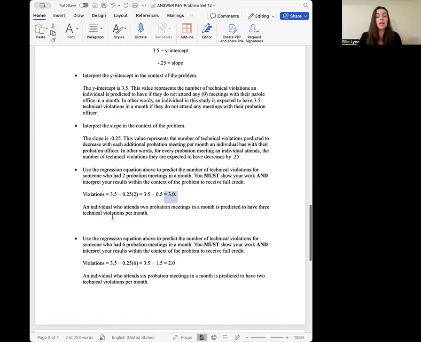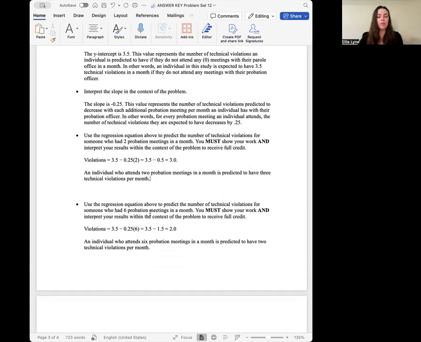And so an individual who attends 2 probation meetings in a month is predicted to have 3 technical violations per month. So again, keyword here is predicted. Again, it would not be appropriate to say an individual who attends 2 probation meetings in a month is going to have 3 technical violations per month or had 3 technical violations per month. Because again, this is a predictive equation. It's not a certainty. So very similarly here with our final bullet point, we are just using a different amount of probation meetings here in our predictive model.